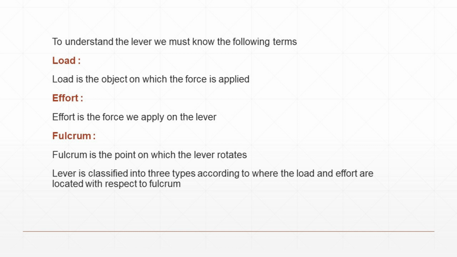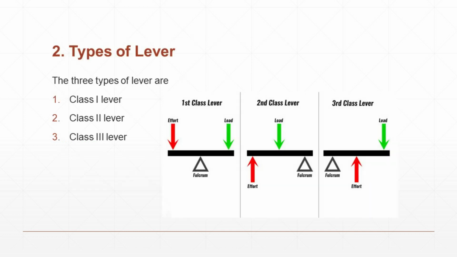A lever is classified into three types according to where the load and effort are located with respect to the fulcrum. The three types of lever are class 1 lever, class 2 lever and class 3 lever. You can see the picture and understand.